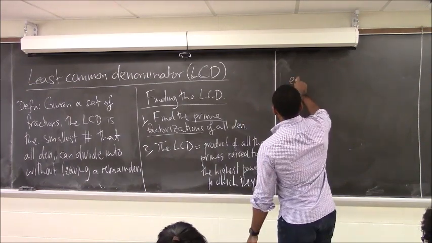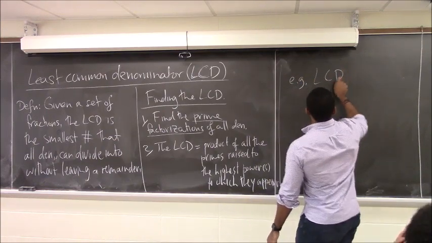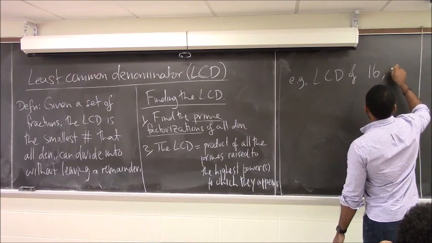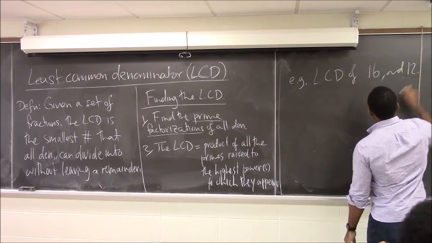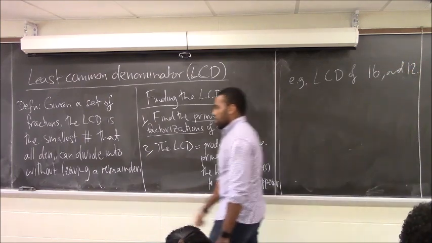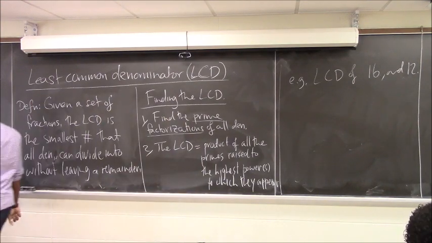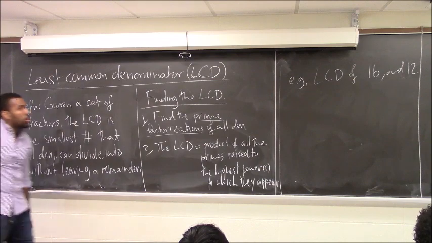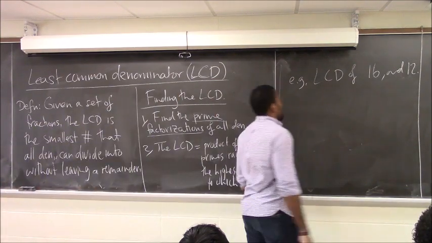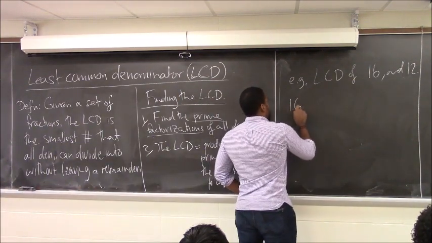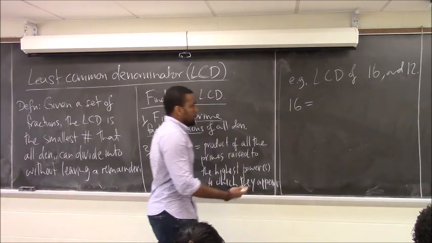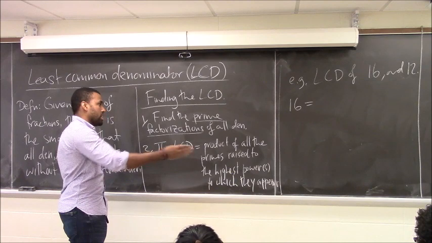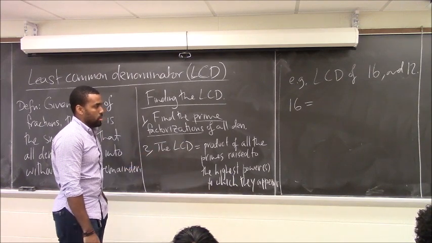Okay, let's do an example. LCD of 16 and 12. We want to find the smallest number that both of those guys will divide into. So what we're going to do is find the prime factorization. I want to factor this up so that I can write it as a multiplication of prime numbers.